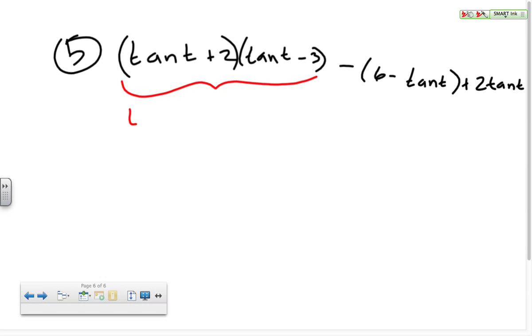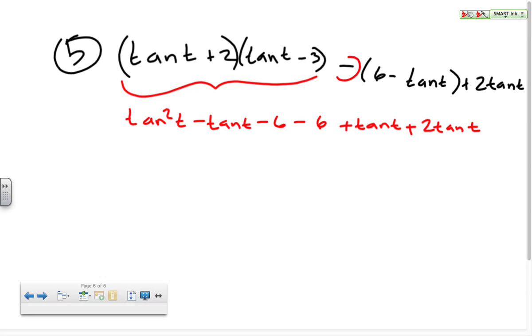So I'm going to end up with tangent squared t minus tangent t minus 6, plus tangent t minus 2 plus 2 tangent t. Okay, so right here I also distributed this negative sign so that I can get rid of those parentheses. Now we're going to combine some like terms.